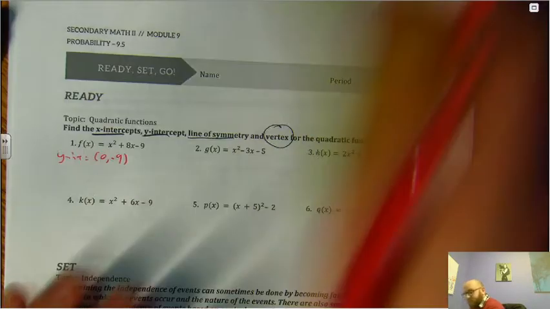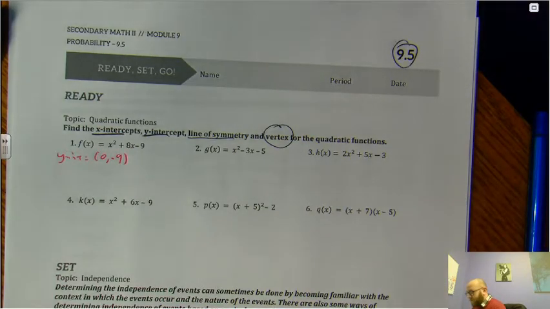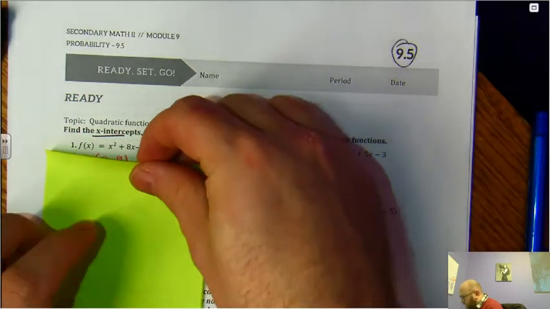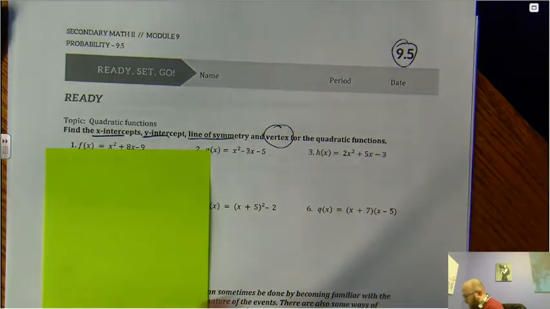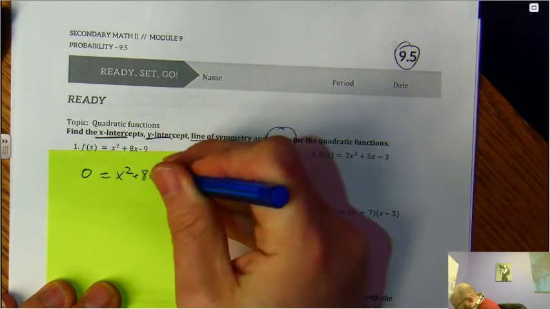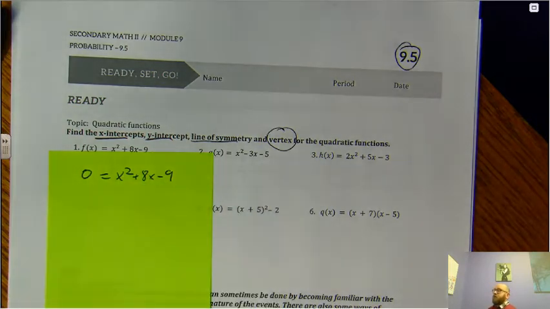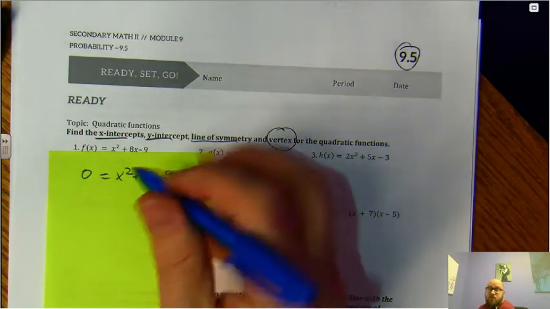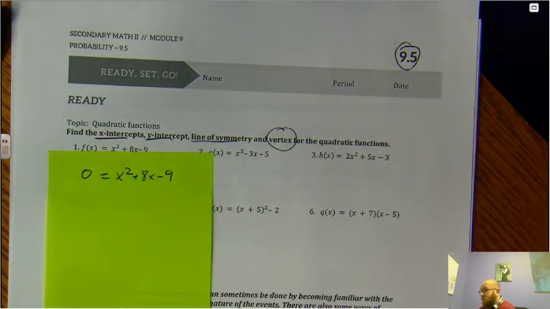Okay, now to find my x-intercept, it's a little bit more work. To find the x-intercept, we need to figure out where y is 0. So 0 equals x squared plus 8x minus 9. So now I need to figure out the values of x that make this true. Now, you'll notice that the power is x squared. We have the number of solutions based on the power on the x. So we're going to have 2 solutions. There are going to be 2 numbers that cause this to be true. What does that mean for us? How do we find that out?